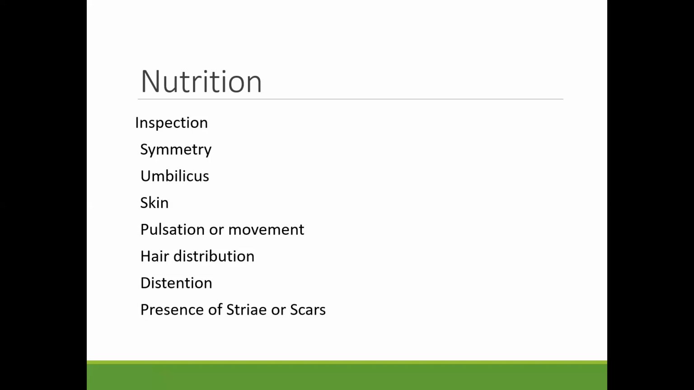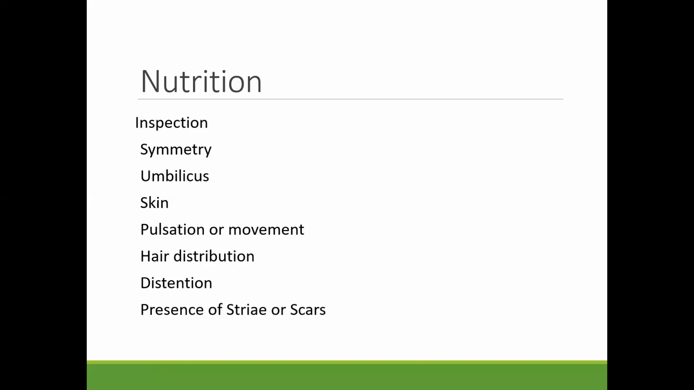Is there any pulsations, any movement? If they have ascites and you push on their belly, it's going to be like a wave-like movement versus just edema. It's very different. Hair distribution throughout the body. Do they have alopecia? Sometimes with nutritional defects, they'll have patches of hair loss. Any abdomen distension or striae or scars. Scars, did they have a C-section? Did they lose a lot of weight? What's going on?